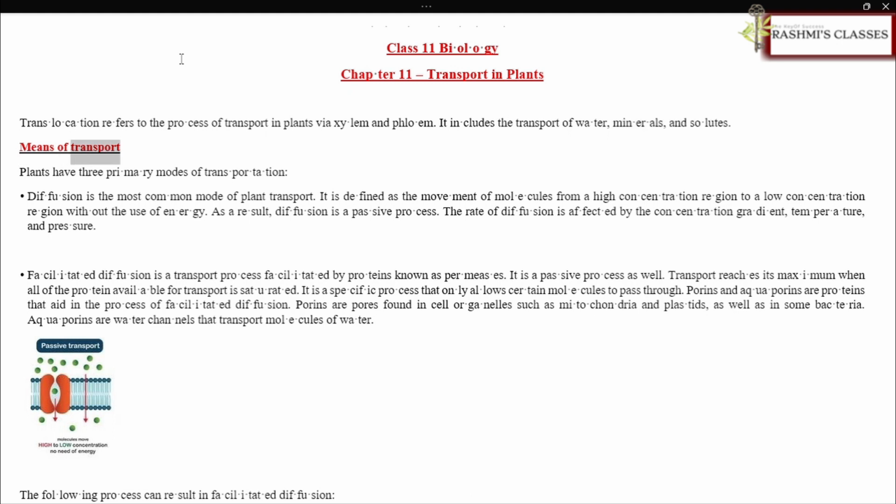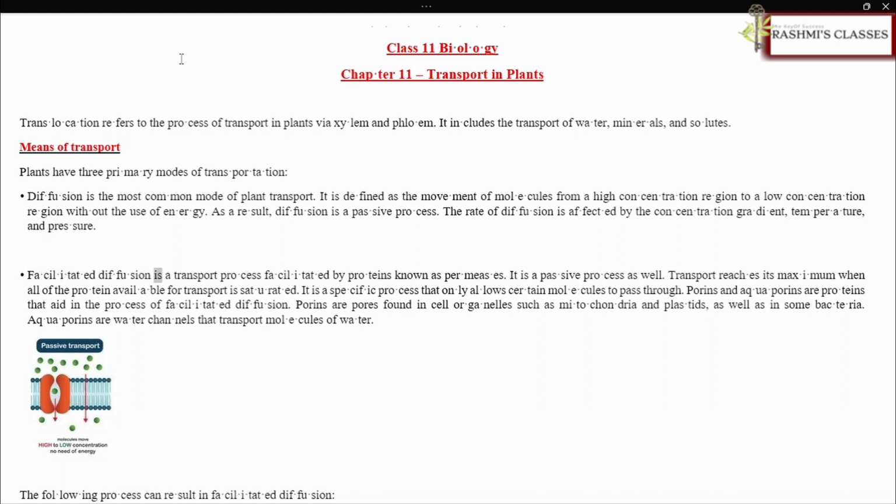Means of transport. Plants have three primary modes of transportation. Diffusion is the most common mode of plant transport. It is defined as the movement of molecules from a high concentration region to a low concentration region without the use of energy. As a result, diffusion is a passive process. The rate of diffusion is affected by the concentration gradient, temperature, and pressure.